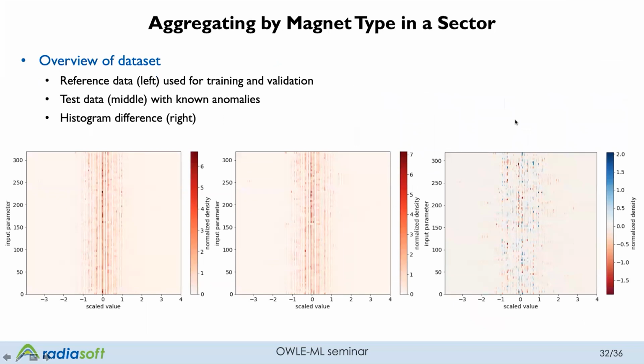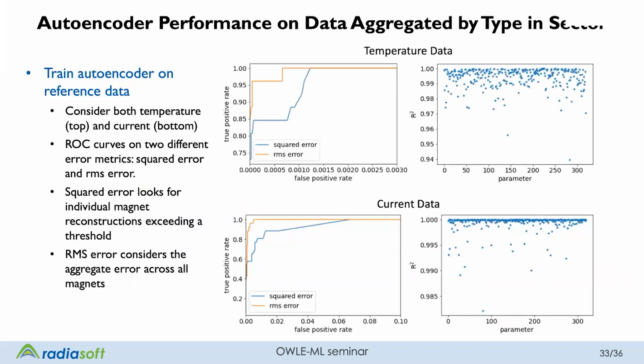And then the next thing was, okay, well, let's go to magnet type in a sector. Obviously, it's a bigger data set. You have 320 parameters instead of 80. This is just the same data plot as I was showing earlier. It's a little harder to visually discern the differences, but if you look at the difference plot on the right, there's definitely some differences. So that's good. But the main thing I want to talk about here is the two different metrics that we're using for evaluation.